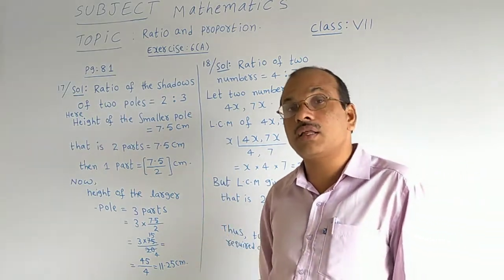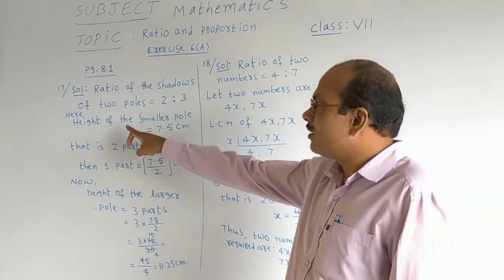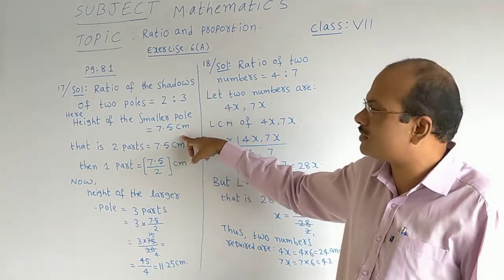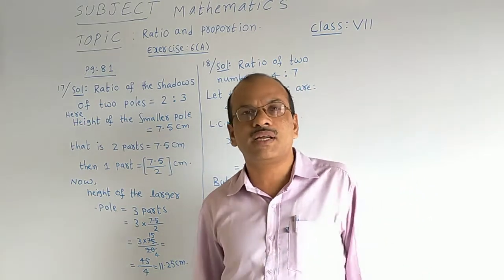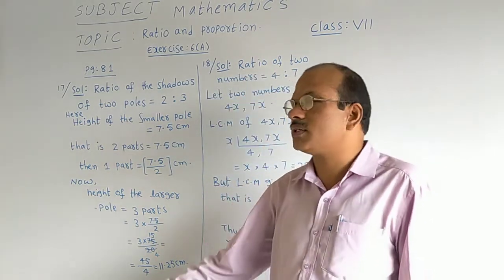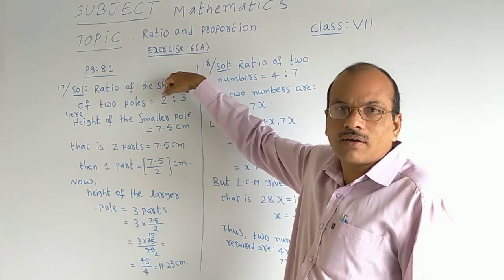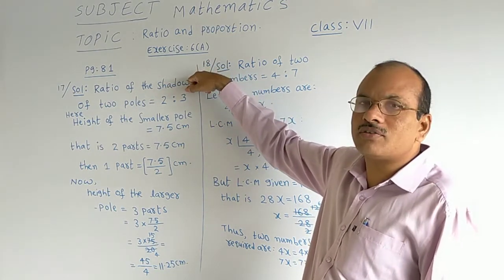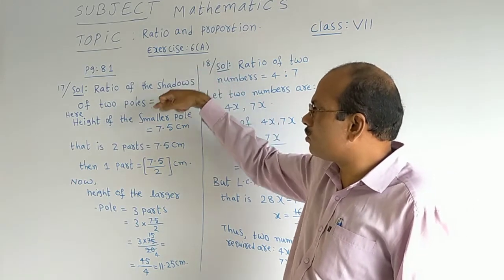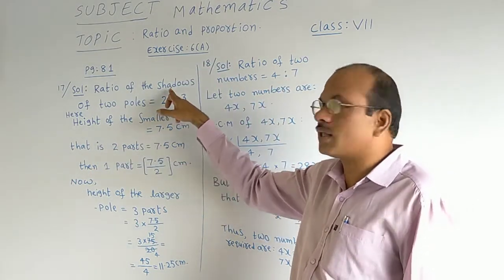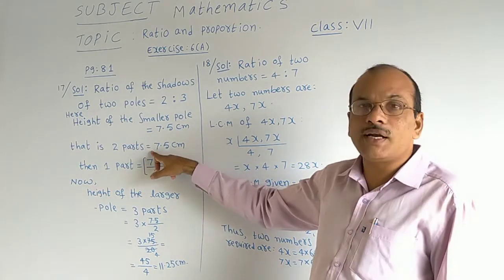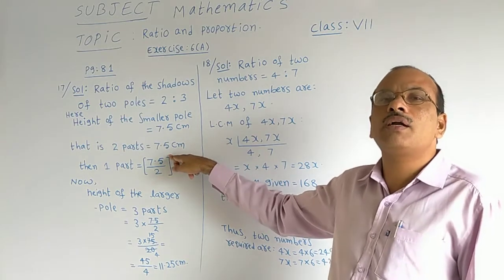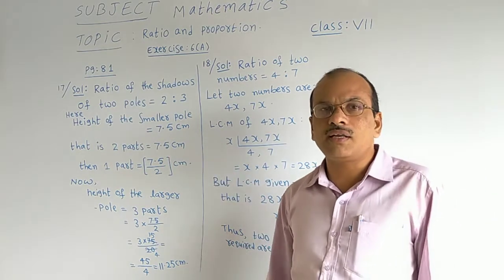The shadows are in the ratio 2:3. Here the height of the smaller pole is given as 7.5 centimeters. Here the smaller part is 2, and the bigger part is 3. So the smaller part, that is 2 parts in the ratio, will be related with the smaller pole height, that is 7.5 centimeters. Is it clear?